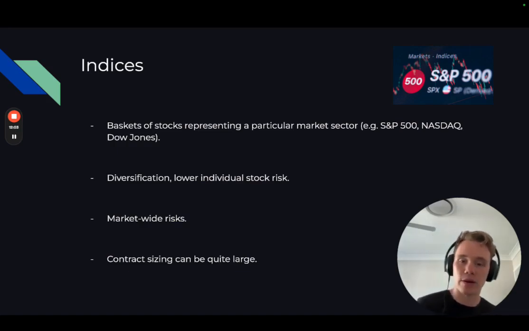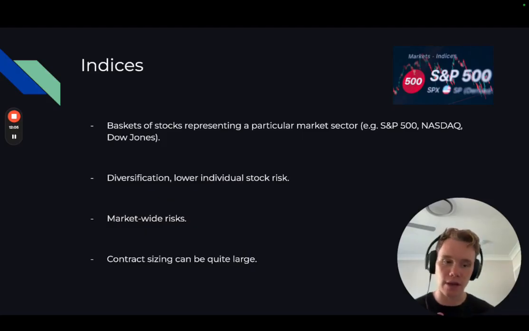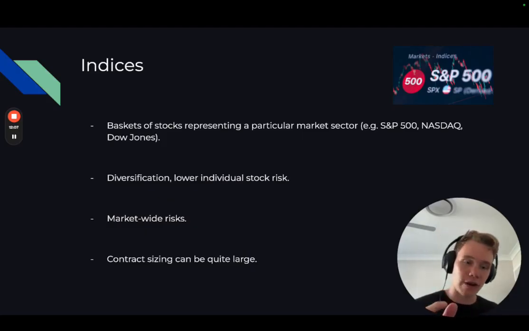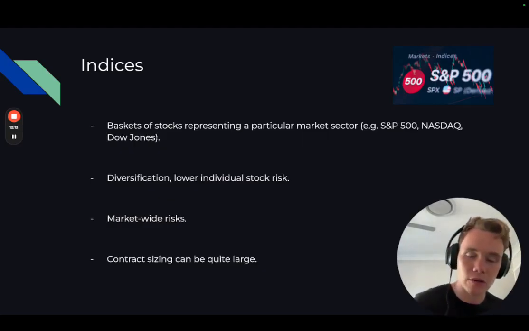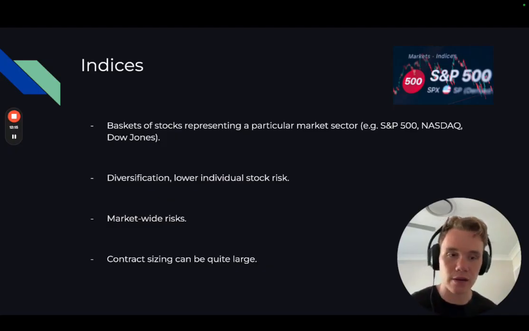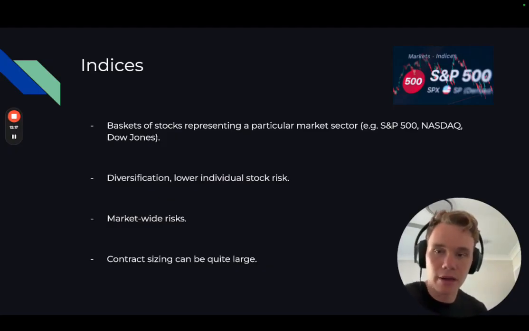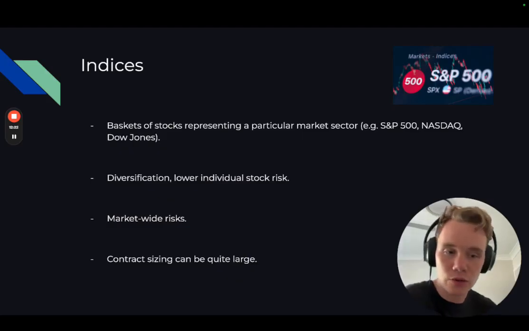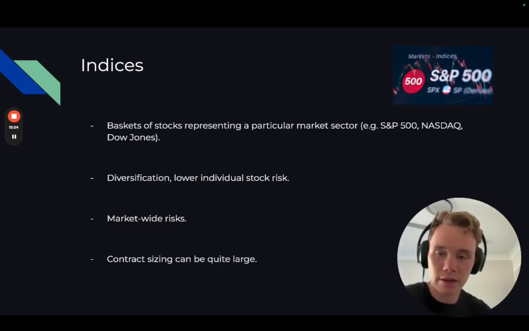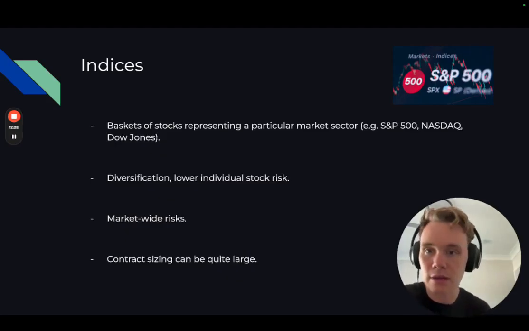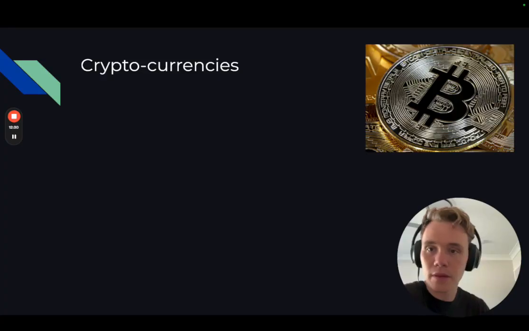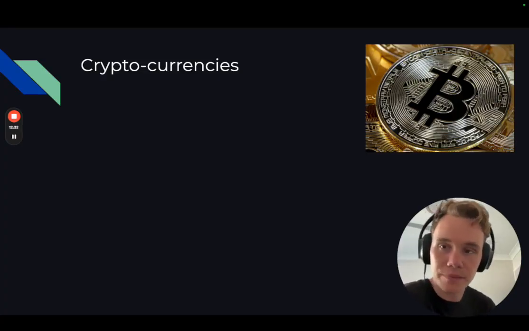And then also when you're doing actual futures trading or contracts for difference, sometimes the contract sizing can also be a bit of a hurdle if you've got a smaller account, because with the increments going up, it can be tricky to not risk too much if the account is too small. So we can cover that in a later video, but the indices and the contract sizing can be something to take into account. And then cryptocurrencies finally.